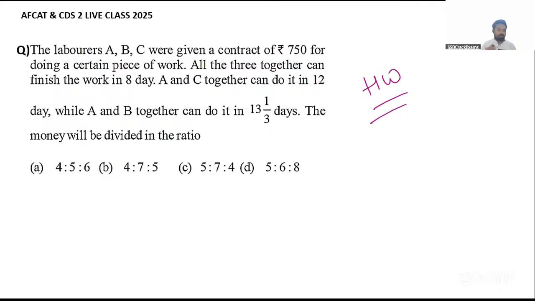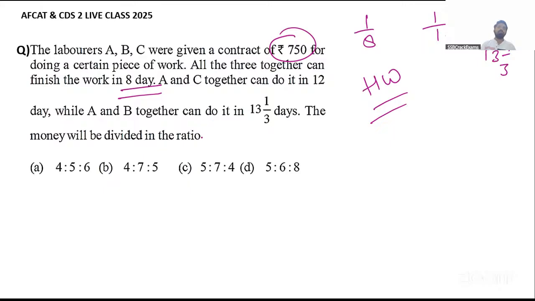According to the question, forget about the money. Sometimes they give some additional things just to confuse you, so you need not worry about the money. A, B, C have been given a contract for doing a certain job. All three together can do it in 8 days. It means the 1 day work will be 1 upon 8. A and C's 1 day work will be 1 upon 12. And A and B's 1 day work will be 1 upon 13.